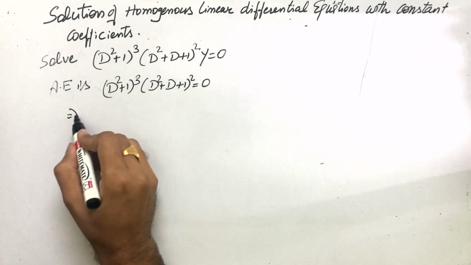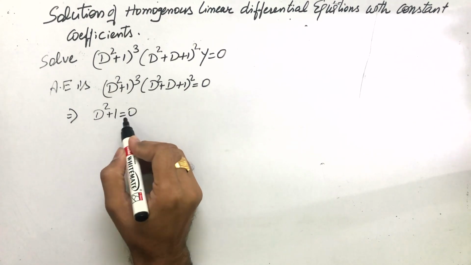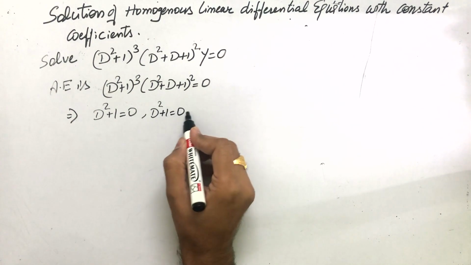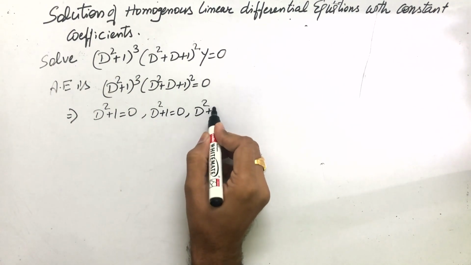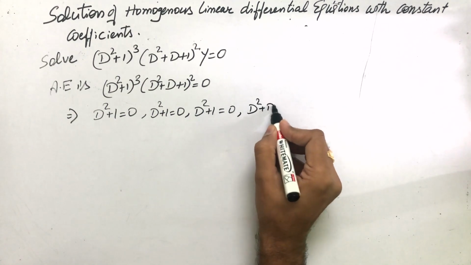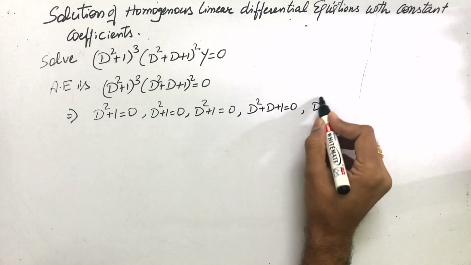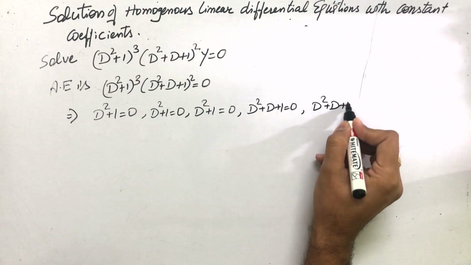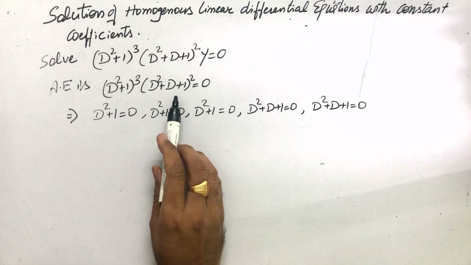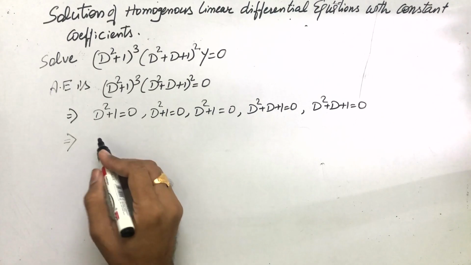This implies D square plus 1 is equal to 0, as well as D square plus D plus 1 is equal to 0, because we have 3 factors from here and 2 factors from here. And very easily we can write the roots from here.